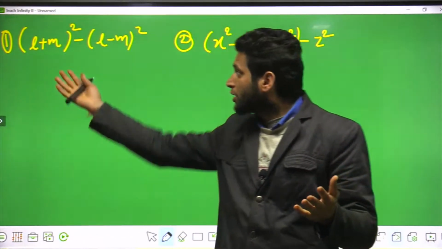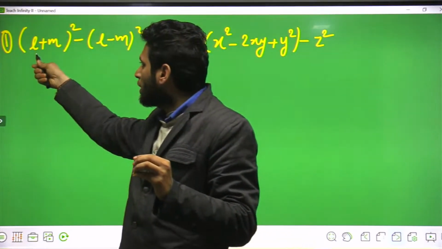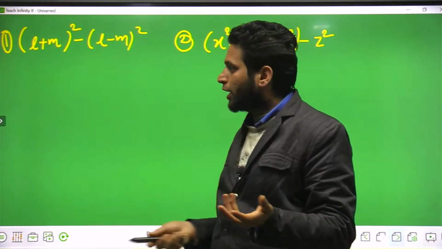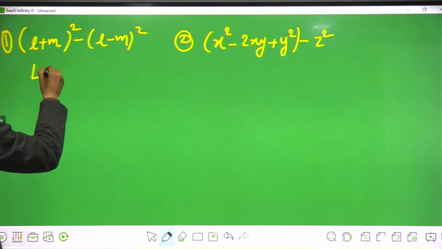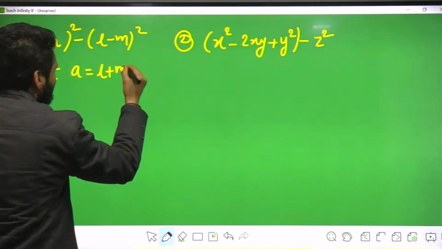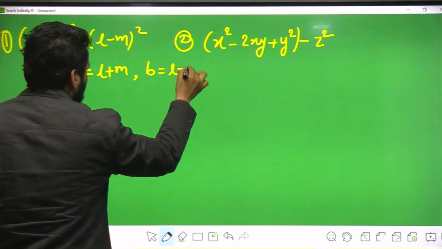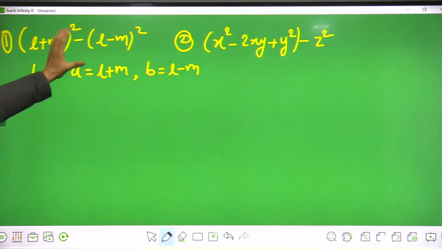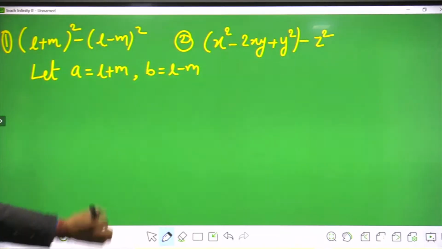You just assume that a is equal to l plus m, and b is equal to l minus m. Okay, so we can write: let a equal l plus m, and b equal l minus m. If we convert this question into the form of a and b, how can we write it?